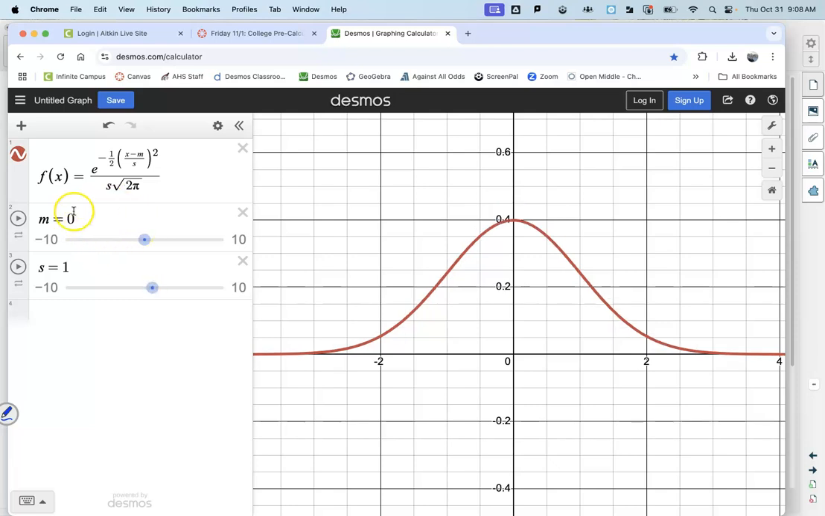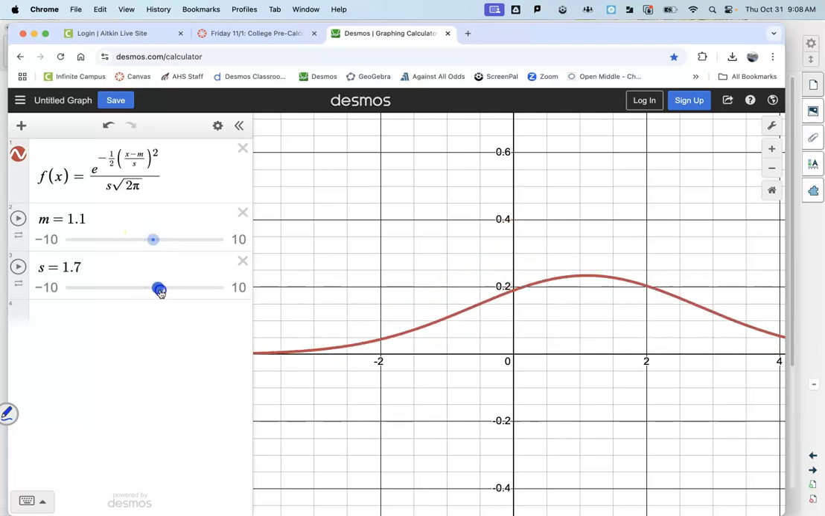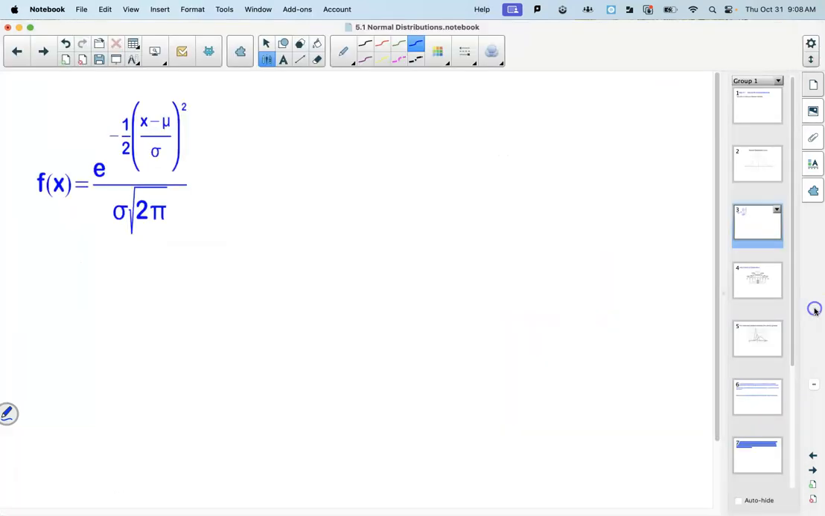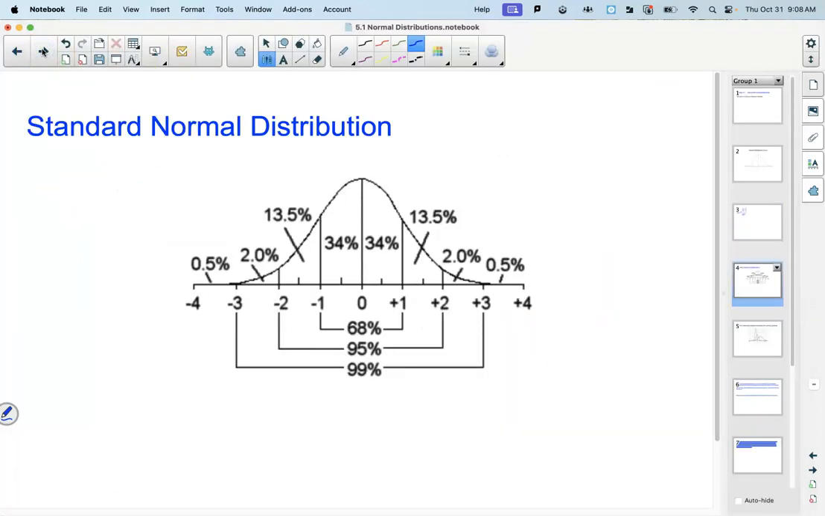So right now with the mean 0 and the standard deviation at 1, we would call this the standard normal distribution. And from there we can change the mean and we can change the standard deviation, or possibly both. When the mean is 0 and the standard deviation is 1, that's what makes it the standard normal distribution. The graph looks like this.